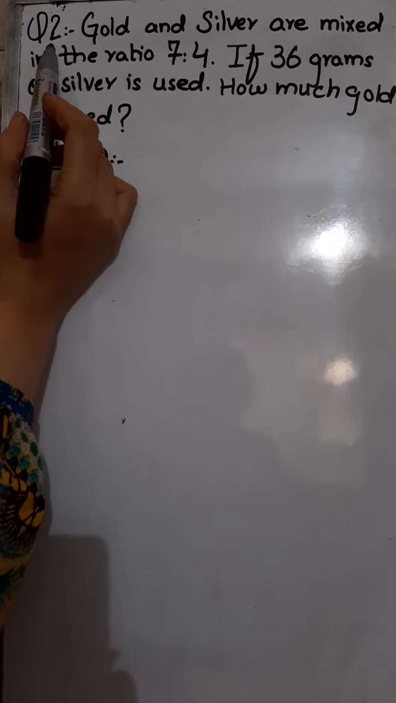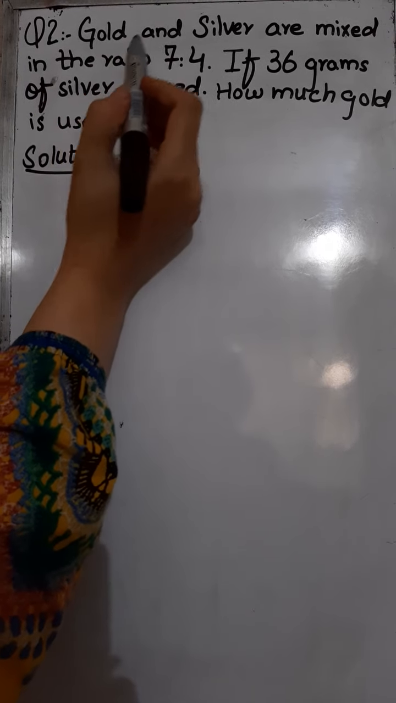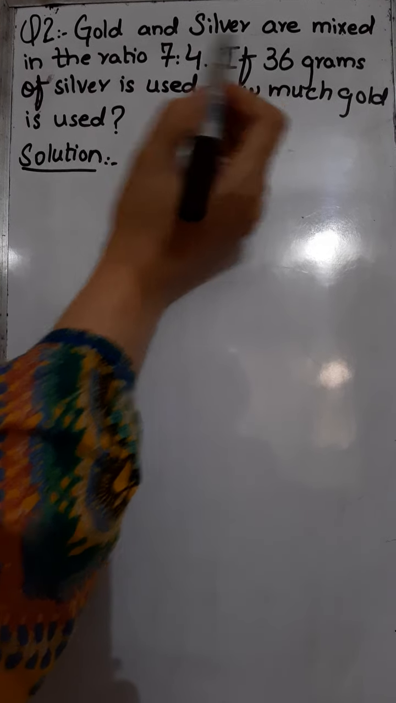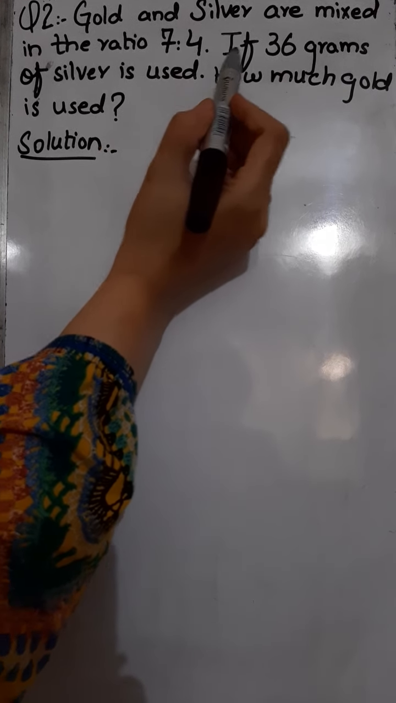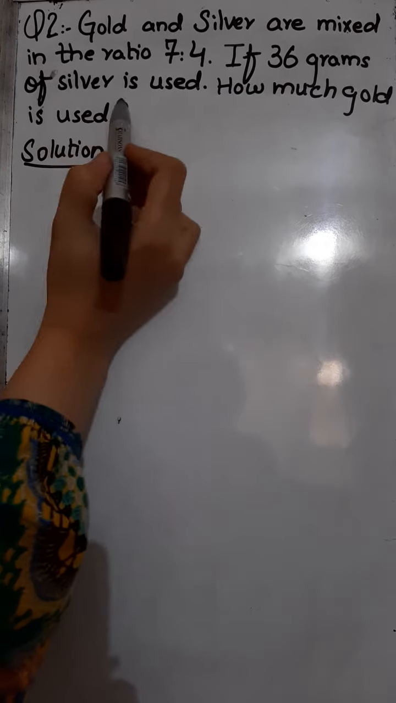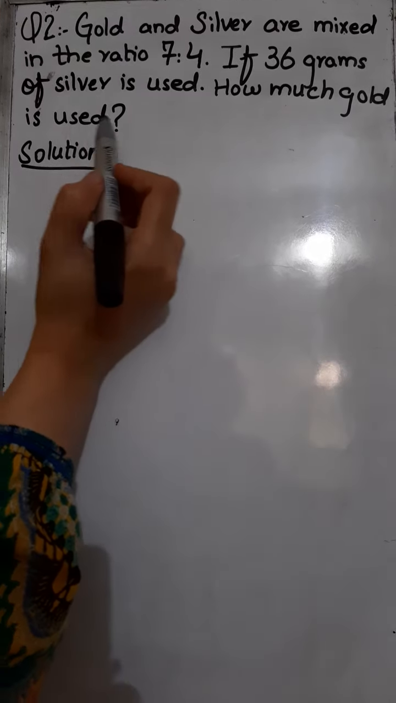Question number 2. Gold and silver are mixed in the ratio 7:4. If 36 grams of silver is used, how much gold is used?